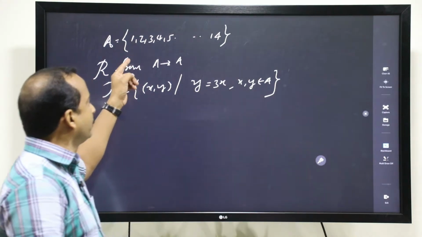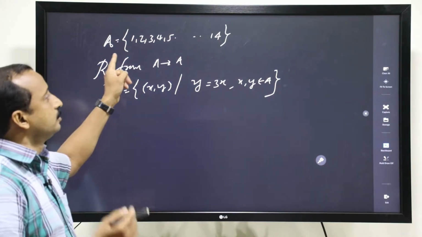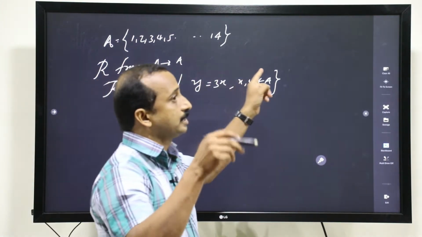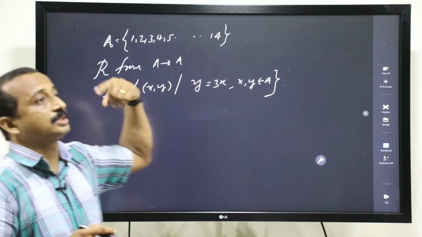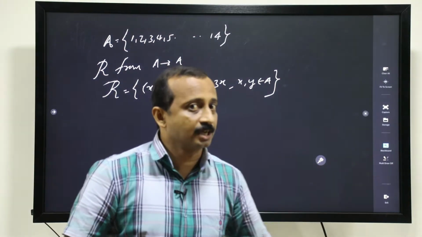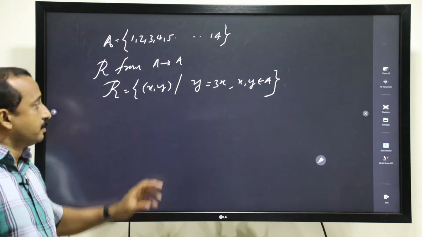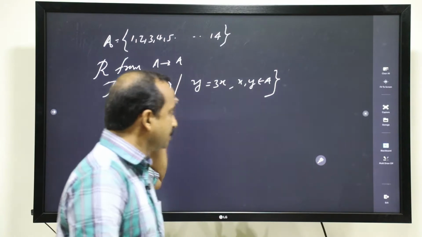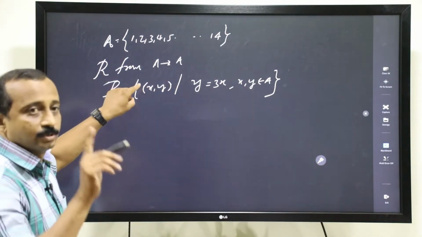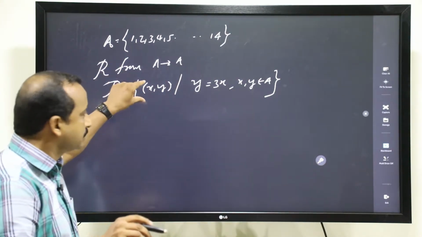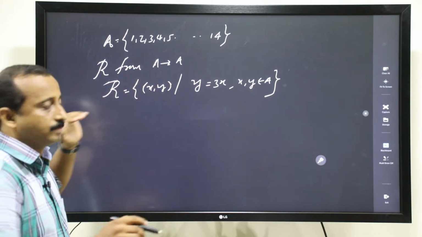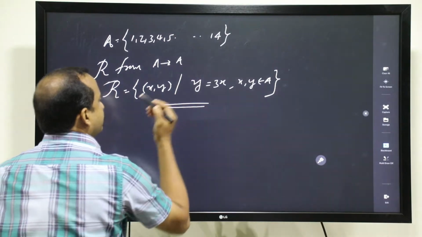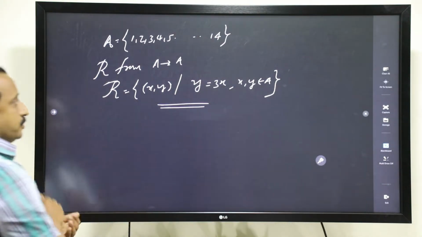Here, how many relations can be formed using the subset condition? 2 raised to n of A cross A, that is 2 raised to 14 into 14, that is 2 raised to 196 relations can be formed using these sets. From these 2 raised to 196 relations, we can write only one relation, which is in the set builder form. Convert this set builder form to roster form. How can we form this relation in roster form?